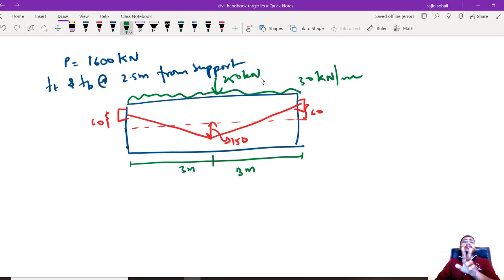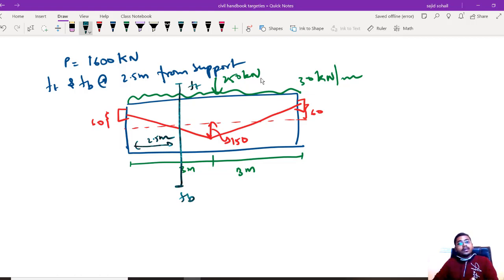He is asking what is FT and FB at 2.5 meters from the support. At what distance? 2.5 meters from the support. So somewhere here. Let me change the color. Somewhere here I want it. Let this be 2.5 meters. At this point, I will calculate what is my FT and FB using all the 3 methods: stress method, strength method, and our load balancing method.